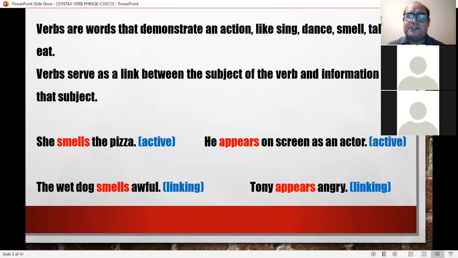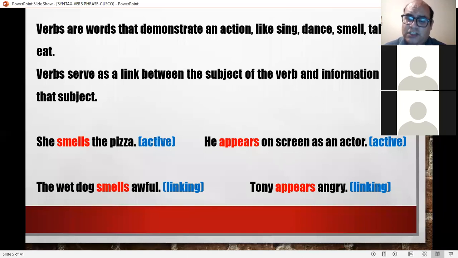You're describing. Notice here the link, this verb is the link between the subject of the verb and information about the subject. So what is the subject? The subject is the wet dog, right? And what is the information about the subject? That the wet dog smells awful, right? So you are giving extra information about the dog, and you use the verb smell as a link. Here it is not an action. So now the verb smells is a link. It's a linking verb. You are connecting the adjective that is awful.